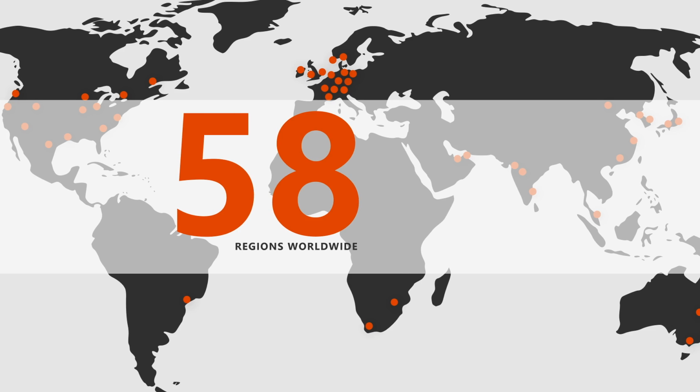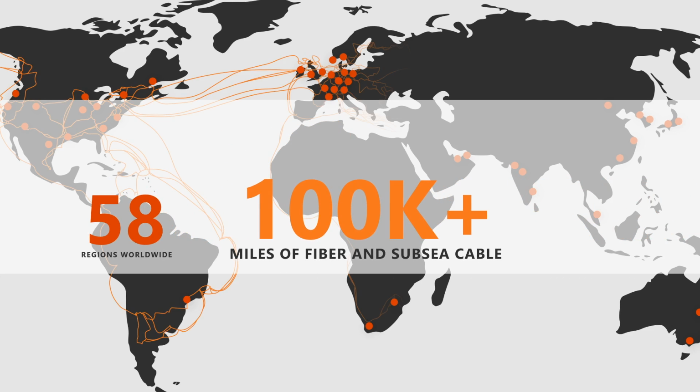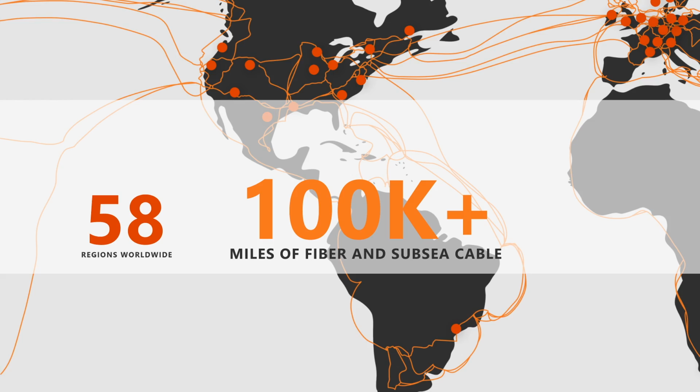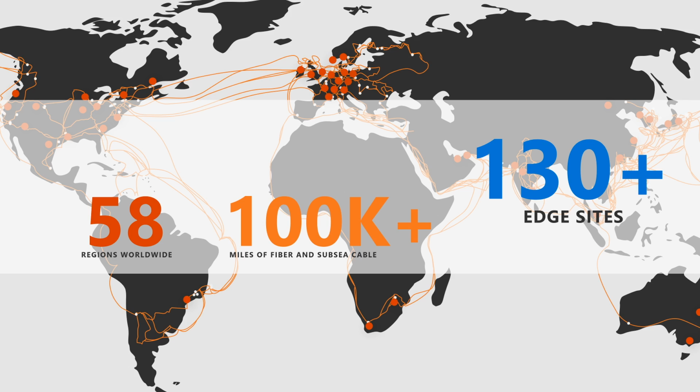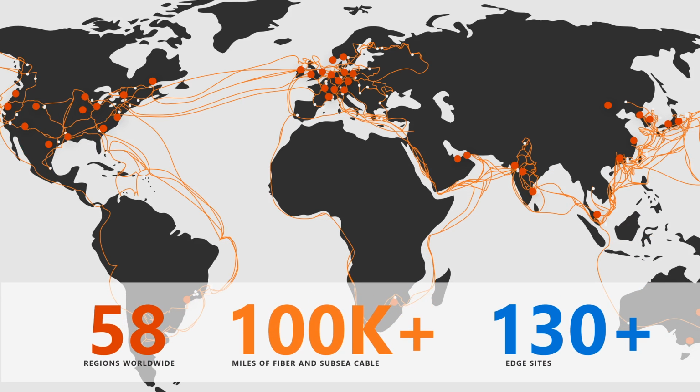So currently, Azure is the second largest cloud provider. We have 58 Azure regions where we can build services. Currently, we have more than 100,000 miles of fiber and subsea cable and 130 edge sites. So probably Azure is a little bit closer to you than what you thought it is. Some people that live in countries where you don't have a region, probably you have an edge site in one of your main cities.